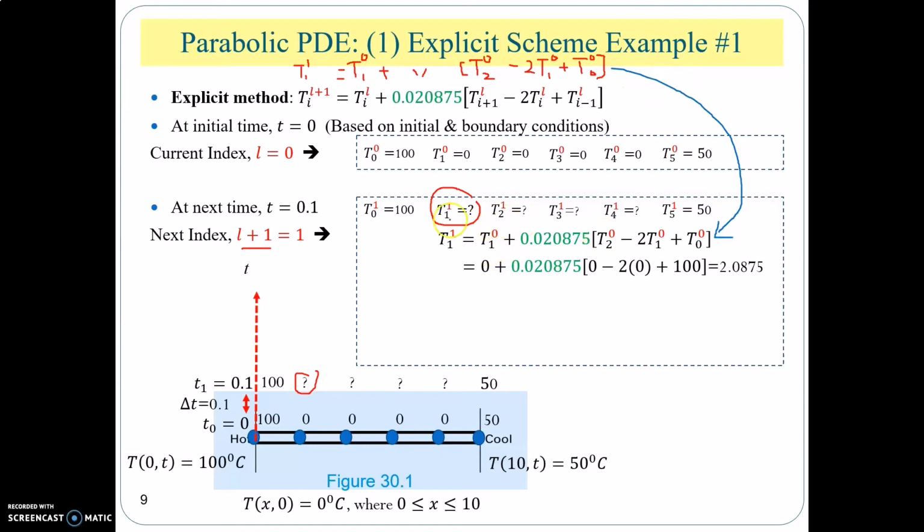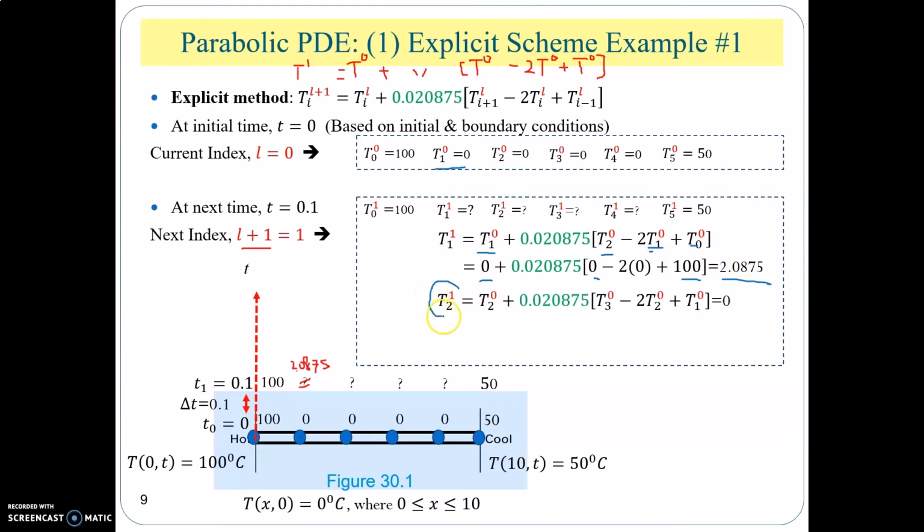And then after we substitute this information inside, where you get T10 here to be 0, and then T20 here to be 0 also, T10 to be 0, T00 to be 100. So after you substitute it, you obtain the temperature T11 to be 2.0875.